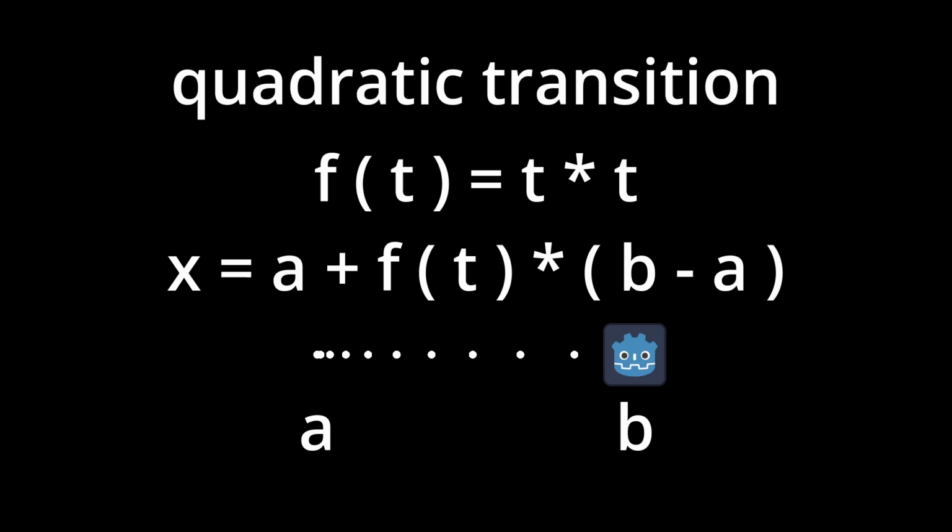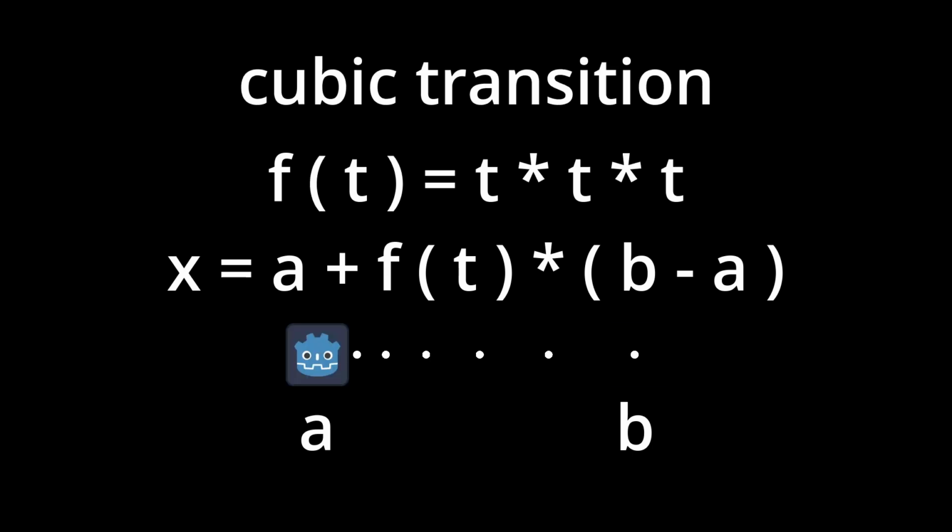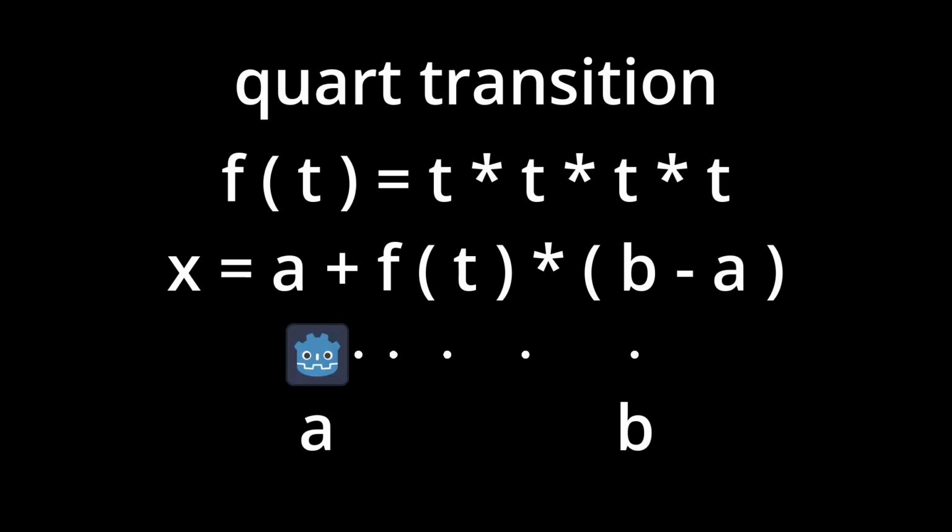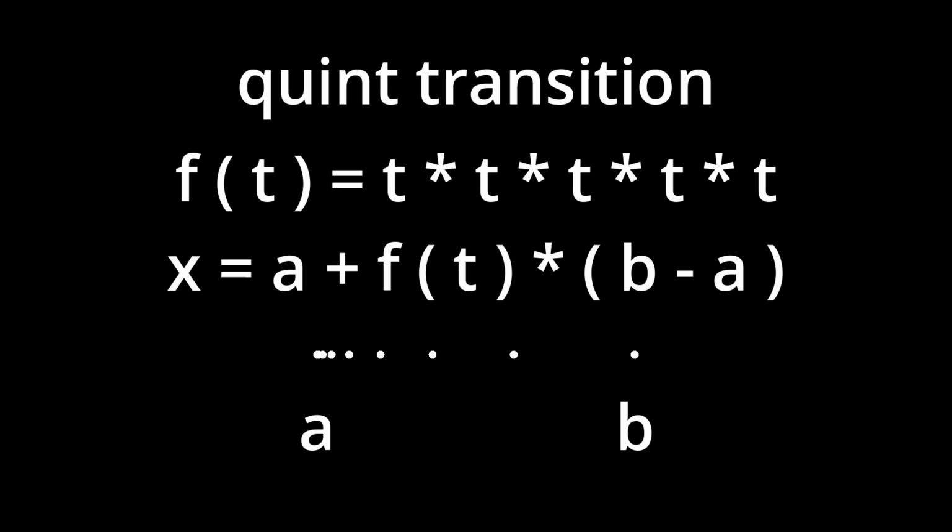If we apply this to a game object's position, it will move slower at the start and faster at the end. Similar transition functions exist for cubic, quart, and quint, simply multiplying t by itself one more time to make the transition sharper each time.